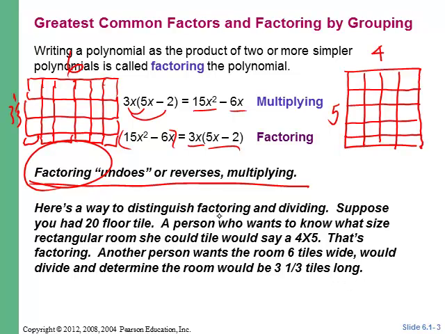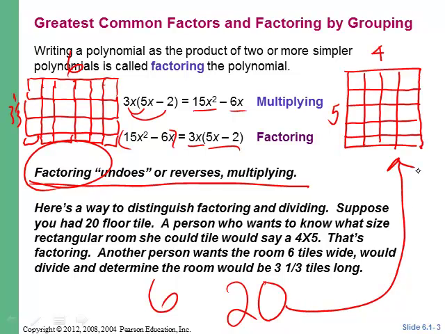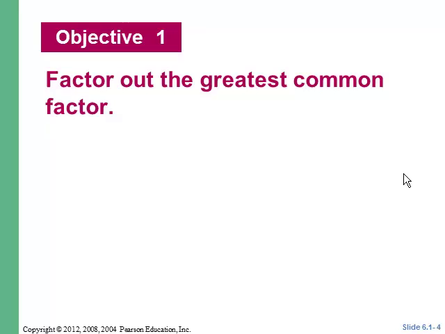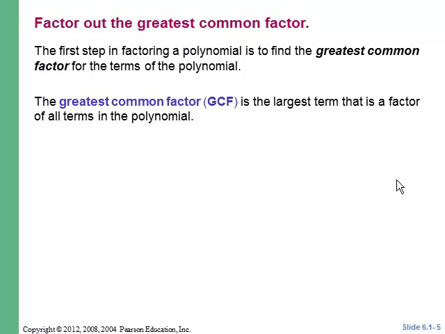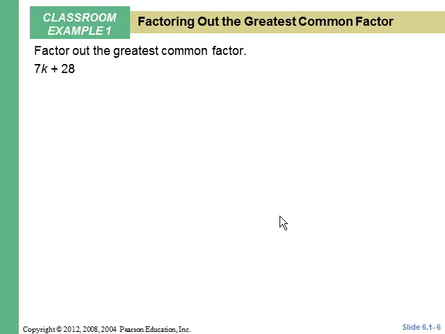So with both factoring and dividing, you start out with the same thing, 20. In the one case, for dividing, you know one of the two numbers that you're going to be figuring out. For factoring, you just want to get something that is a rectangle. Factoring out the greatest common factor. The first step in factoring is always going to be to factor out the greatest common factor. Why? Because once we get it out, it's easier to see what we've got left over.